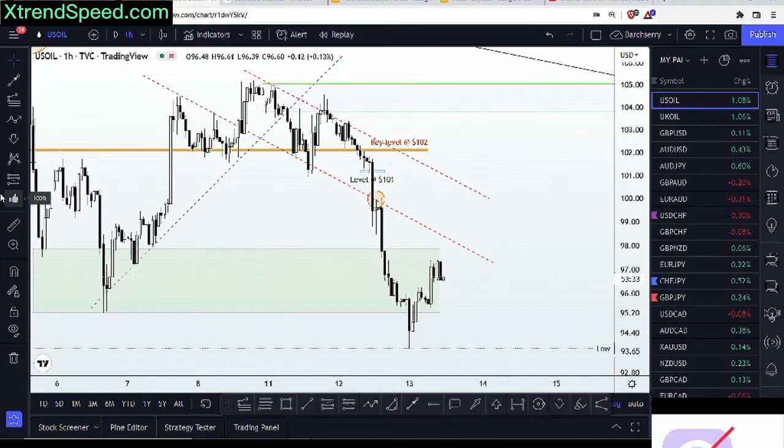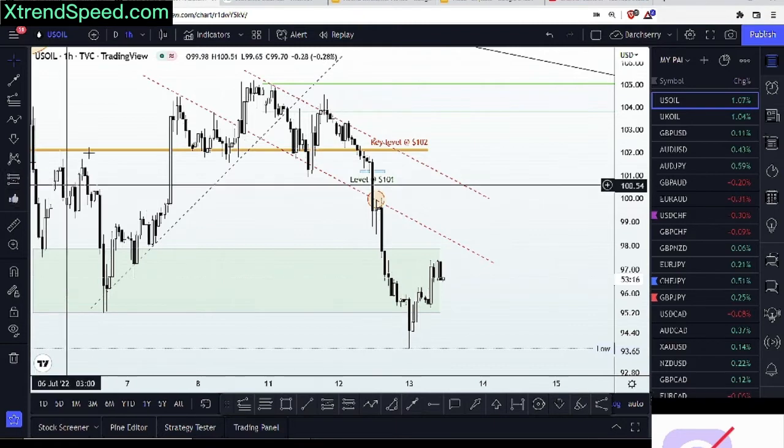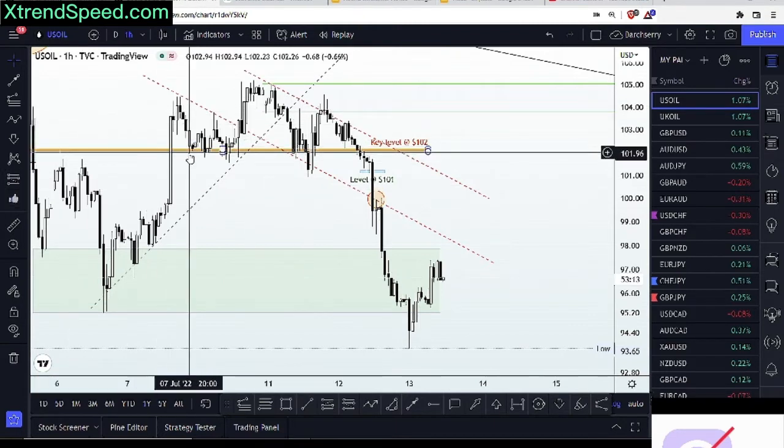I shall be taking you on a journey through the chart where we shall be evaluating price movements using chart patterns, trend lines, market structures, and we shall be using these parameters to identify potential trading opportunities as we head into the New York session.